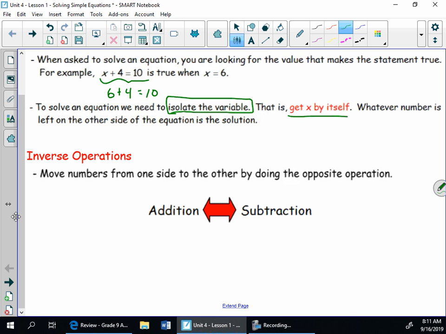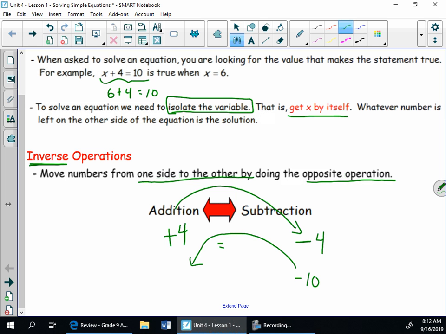Well, the big idea here is the inverse operations. When we move numbers or anything from one side to another, we do the opposite operation. So if I start adding on this side of the equal sign and move to the other side, it becomes subtracting. So I saw plus 4 on the left, it would become a minus 4 on the right because it's gone across the equal sign. And similarly, if I saw a minus 10 over here and I bring it to the other side, it would become a plus 10. It does the opposite.